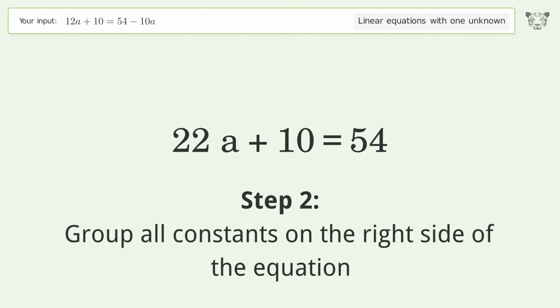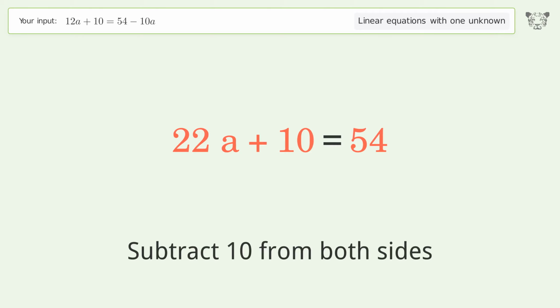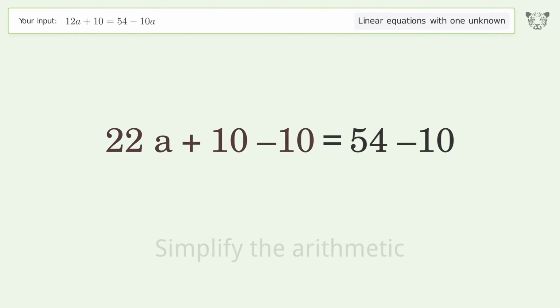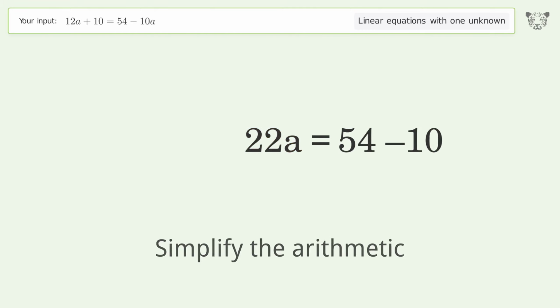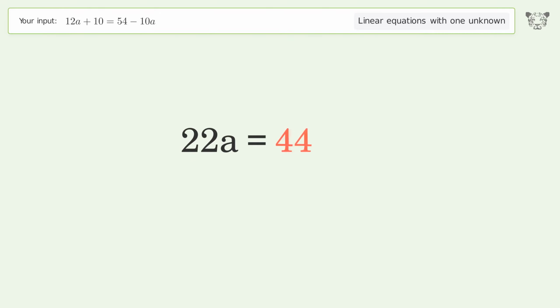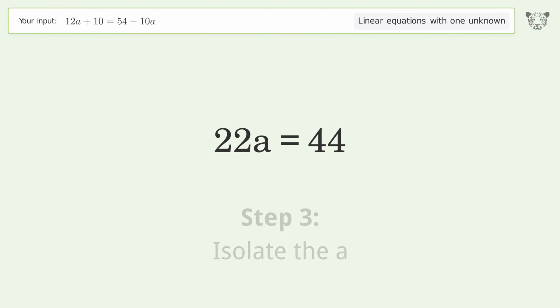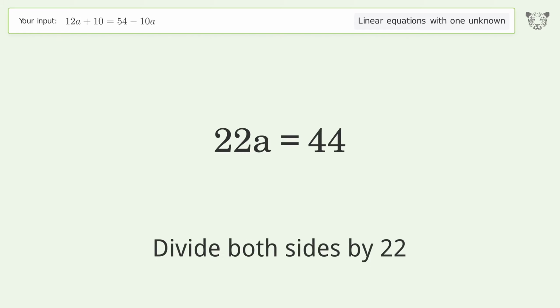Group all constants on the right side of the equation. Subtract 10 from both sides. Simplify the arithmetic. Isolate the a. Divide both sides by 22.